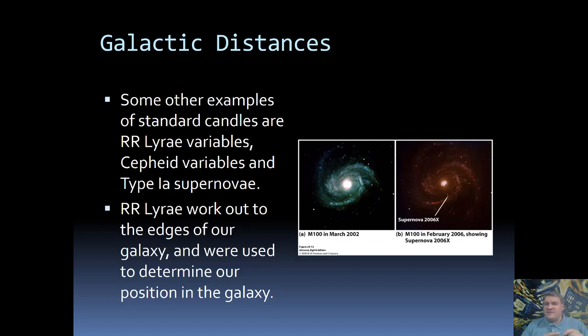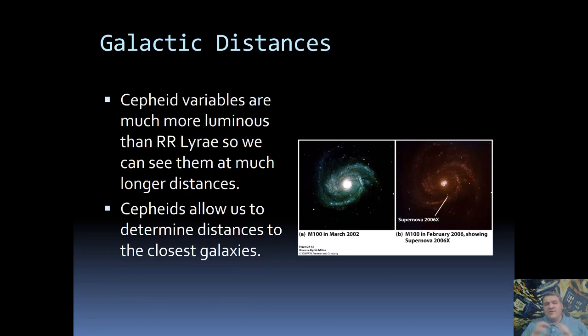So we talked about RR Lyrae variables previously when talking about figuring out the size and our position within the Milky Way galaxy. These are the variable stars that were used to figure out the distances within globular clusters. Okay, so these are the smaller stars that pulsate in and out, and that pulsation period allows us to figure out the luminosity.